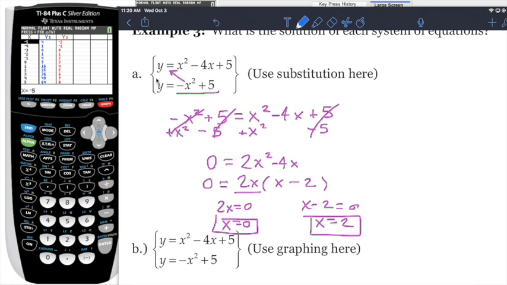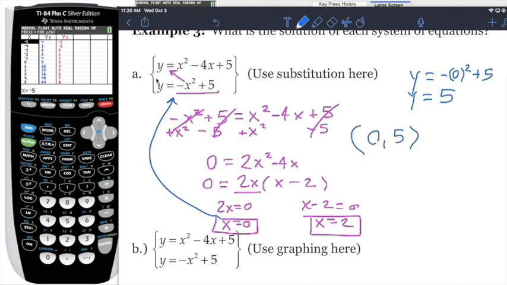As far as which equation is easier, I kind of like the second one here, but it doesn't matter which one you plug into. So I'll plug in 0 first. We got 0 squared times a negative, so that'll just be 0, and then plus 5. That comes out to positive 5. So one of our solutions is (0, 5).